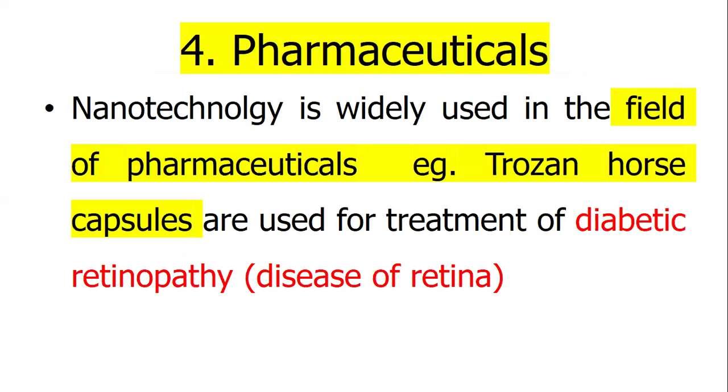Pharmaceuticals. Nanotechnology is widely used in the field of pharmaceuticals. For example, Trojan horse capsules are used in the treatment of diabetic retinopathy, a disease of the retina.